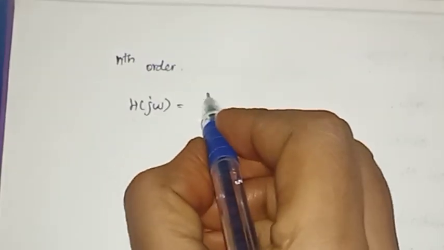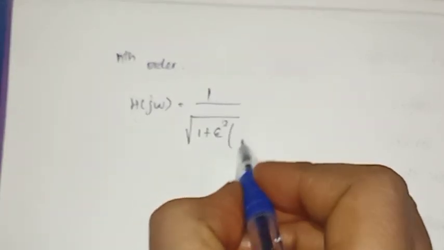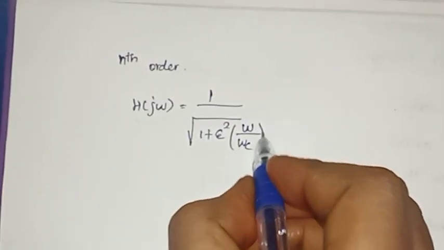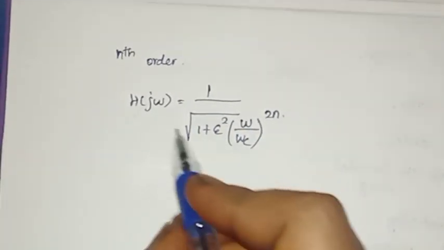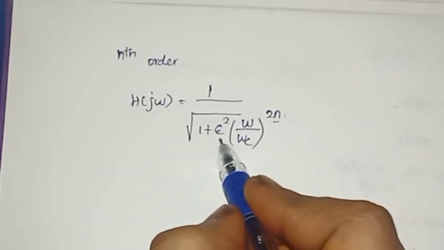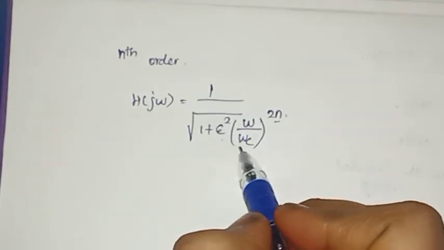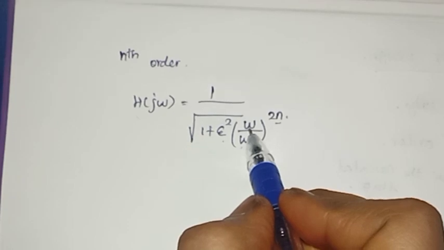Next, nth order formula. H of j omega is equal to 1 divided by root of 1 plus epsilon square times omega divided by omega c, power 2n, where n is the order, omega c is the cutoff frequency, epsilon is related to the maximum passband gain, and omega is the operating frequency.